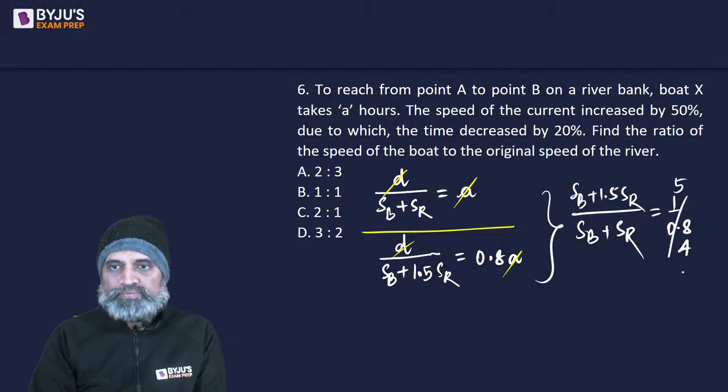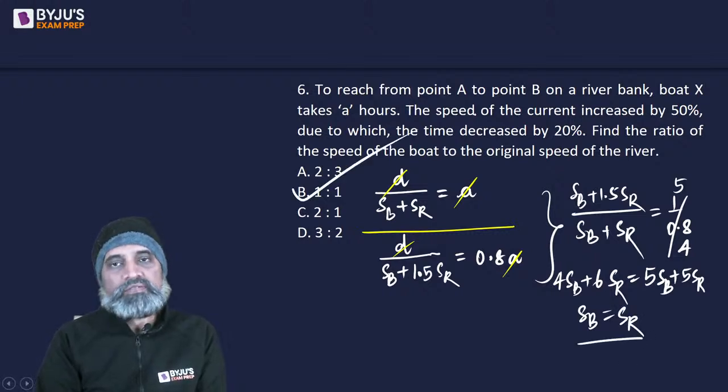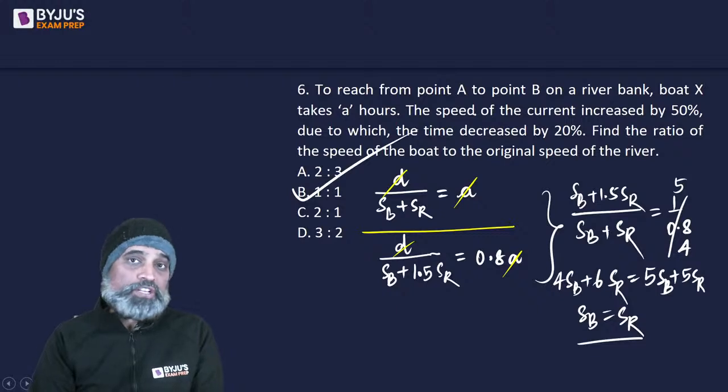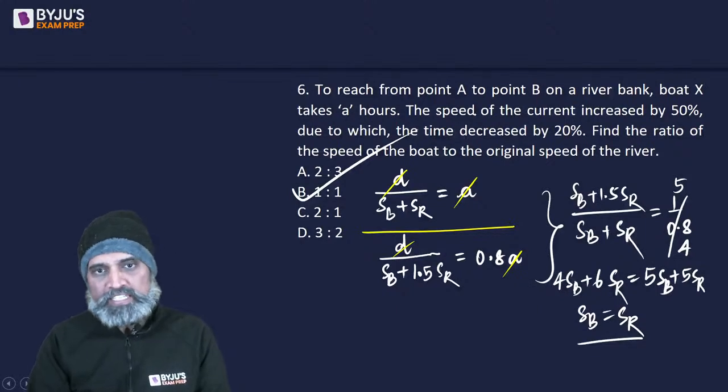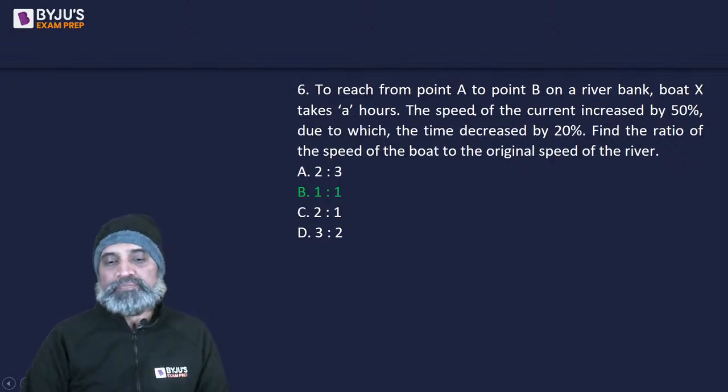5 by 4. If I cross multiply, I will have 4 times SB plus 6 times SR is equal to 5 times SB plus 5 times SR. If I rearrange, I will get SB is equal to SR. 1:1. Original speed of the river is SR and speed of the boat is SB. So that means speed of the boat and speed of the river, they were same.